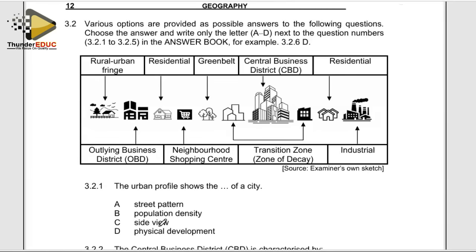Let's answer the questions. The urban profile shows the dash of a city. What does it show? It actually shows us the side view of a city. The urban profile, this is a side view of a city.